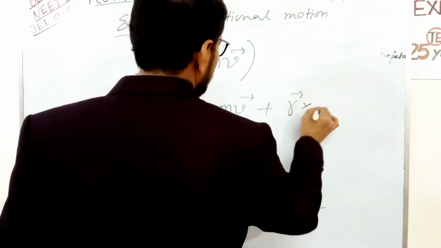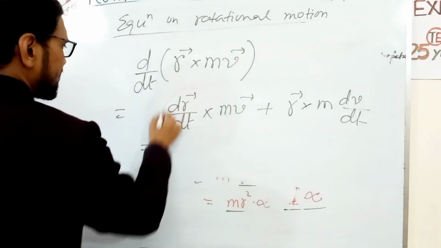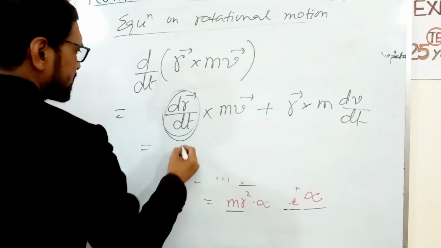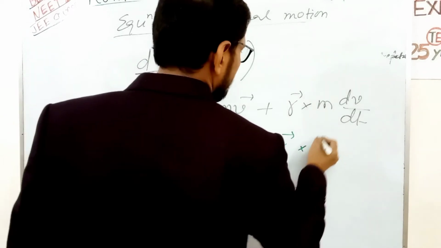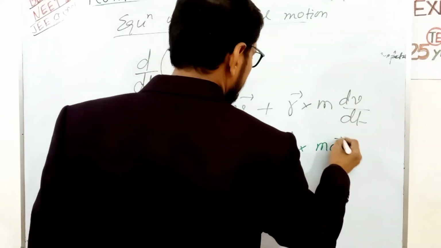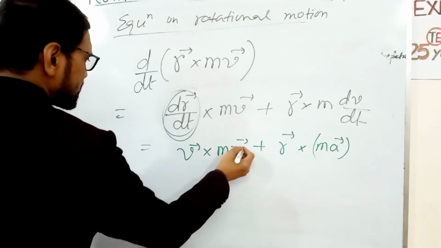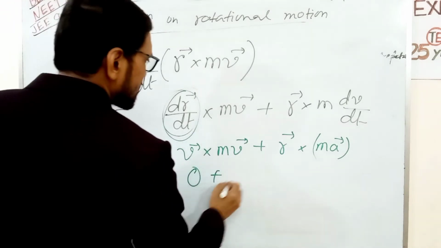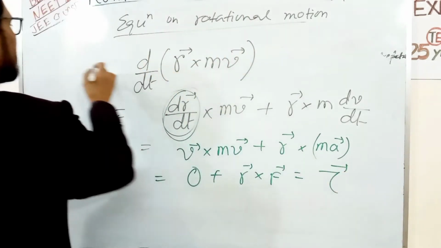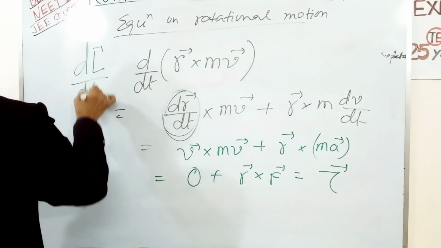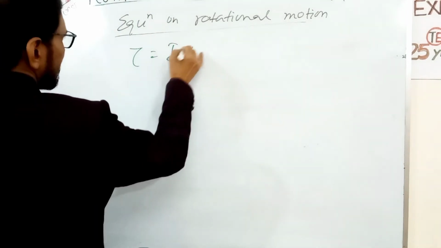Now differentiating L equal to r cross mv, we get dr by dt cross mv plus r cross m into dv by dt. Dr by dt means v. So v cross mv plus r cross ma, which is r cross F. Since m is constant, v cross v, the cross product of the same vector, equals 0, plus r cross F. Now r cross F equal to torque. So dL by dt equal to torque. It is proved. dL by dt equal to torque. This is a very, very important formula.